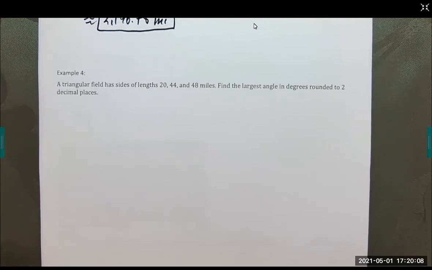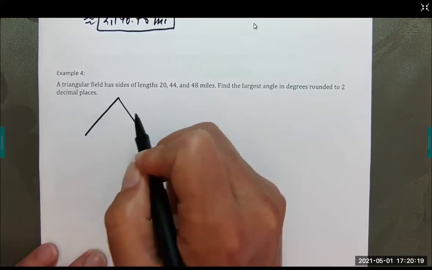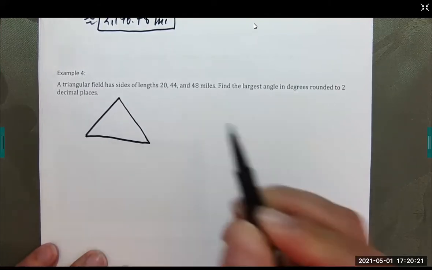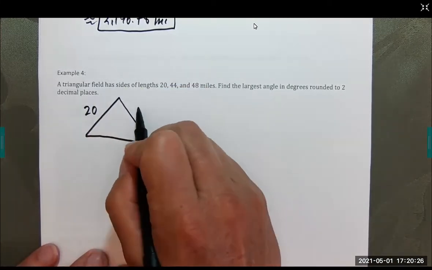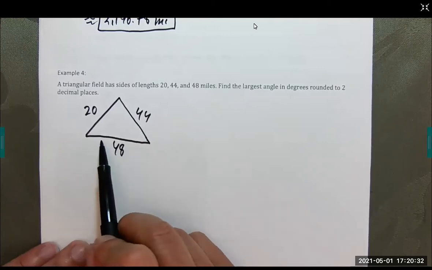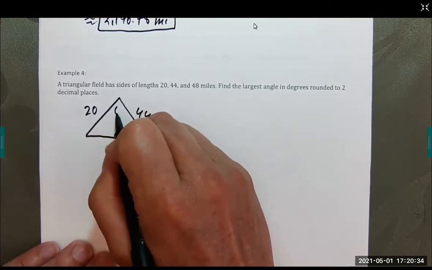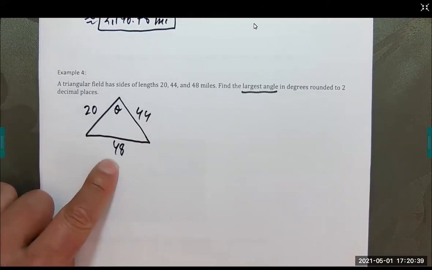a triangular field has sides of 20, 44, and 48 miles. Find the largest angle in degrees rounded to 2 decimal places. So let's draw. All right, we have 20, 44, and 48. And if you remember from geometry, the largest side is always opposite the largest angle. So when we're looking for the largest angle, it's going to be opposite the largest side.